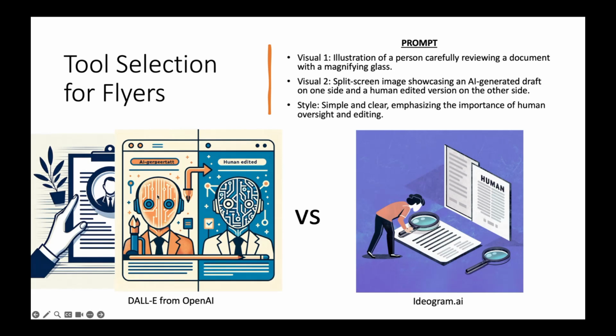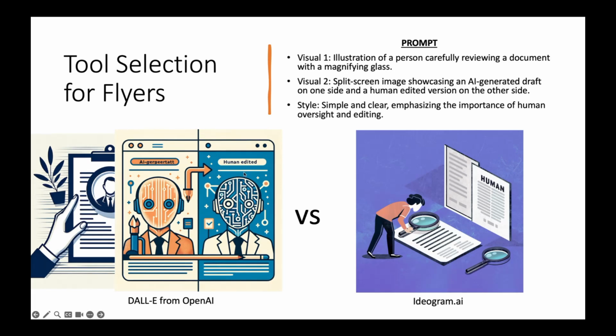And then the second image was the split screen image showcasing an AI generated draft on one side and a human edited version on the other side. Okay, so you can say largely it followed what I asked. But have a look at the text. AI gegertat, that looks like a German word. And then on the right hand side, human edited. Clearly, that's not what I've asked for.